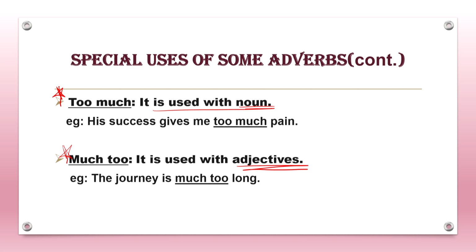So, too much is used with noun. For example, his success gives me too much pain. So, now pain is your noun. So, hence too much will be used with noun, and much too is used with adjective. For example, the journey is much too long. So, long is your adjective, hence much too will be used with it.